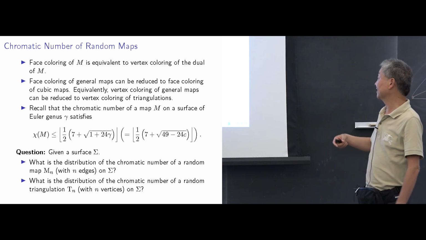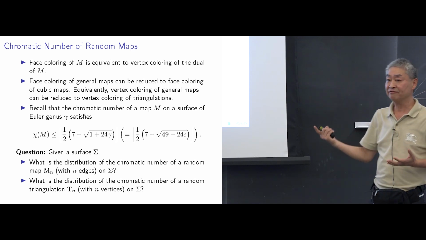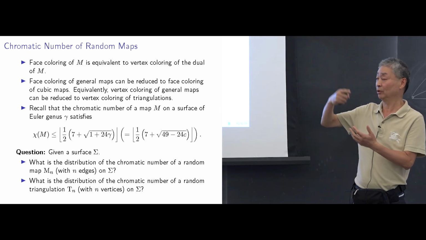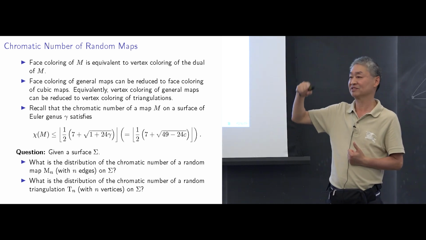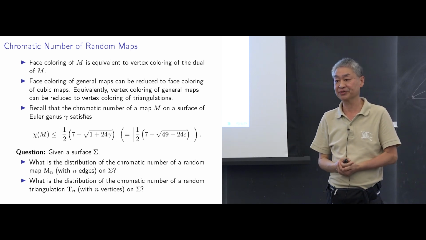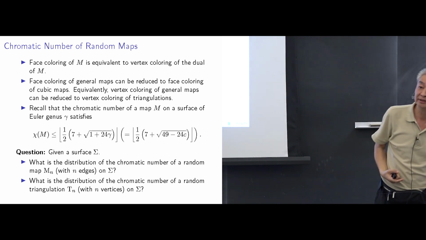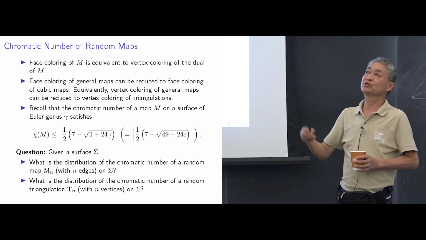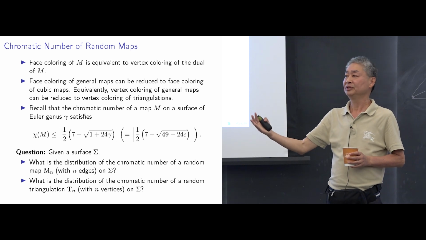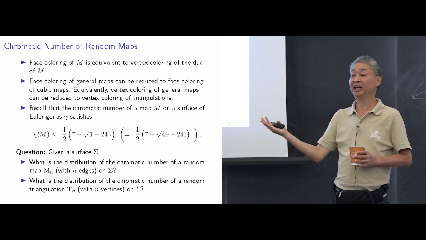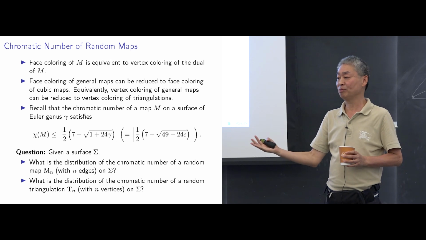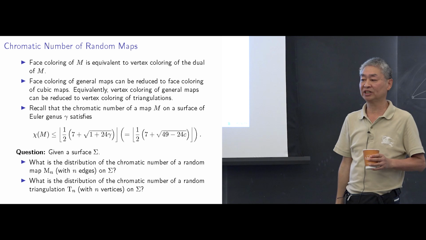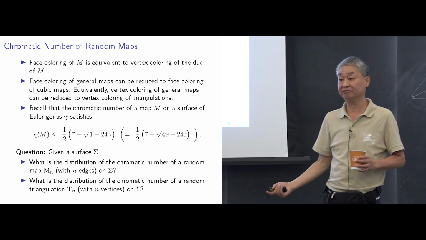So we saw earlier that on a given surface, there are maps whose chromatic number is quite high, behaving like the square root of the Euler genus, according to the Map Color Theorem. But the natural question is whether those maps with large chromatic number are very rare. If you look at a typical map, say a random map of large size, maybe the chromatic number is relatively small, only 4 or 5.